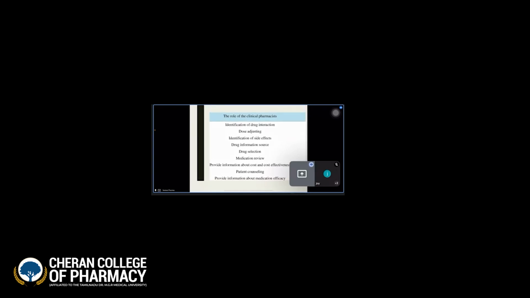Medication review is nothing but what medication was given to a patient by a doctor, and what current medication he is taking, everything while he is being admitted in hospital. And information about the cost and effectiveness is certainly different; it doesn't fall under the hospital category. And patient counseling is also a major thing.